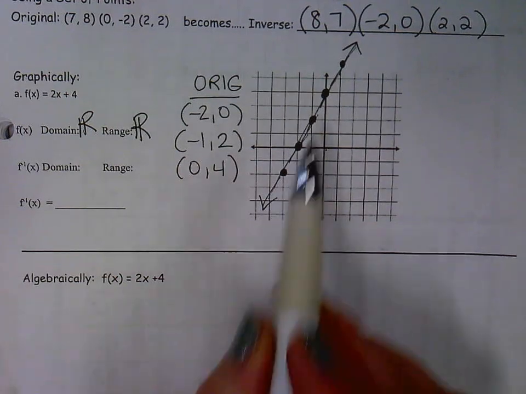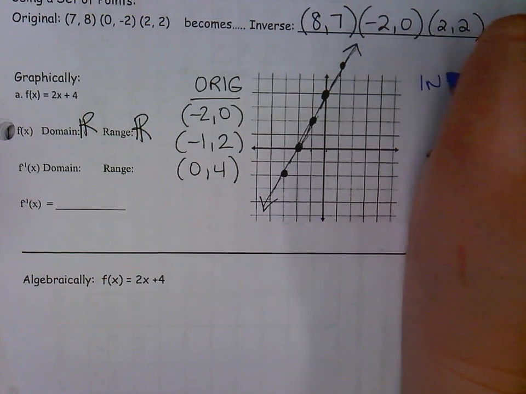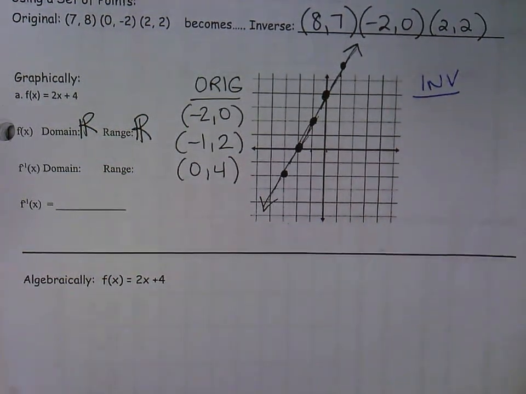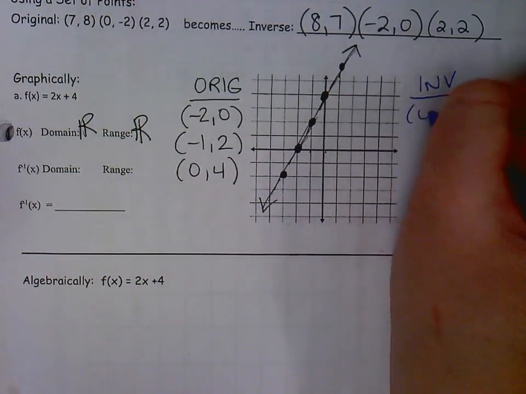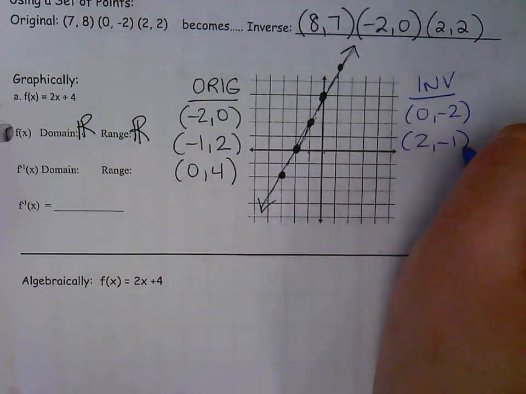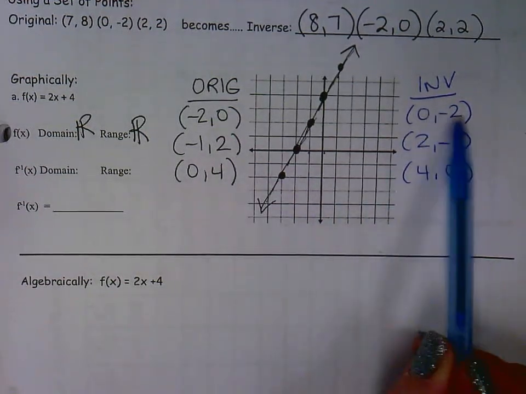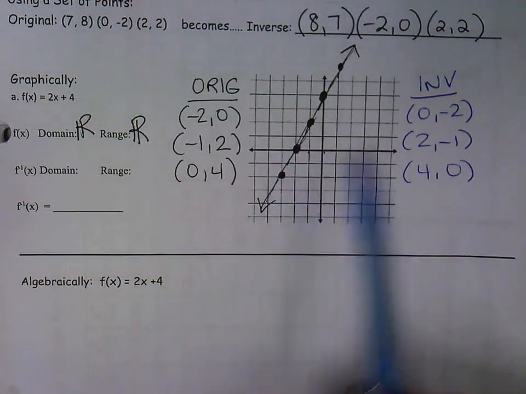So far, I've just built this black line, the original function. Maybe I'll do a different color. Let's do it in blue. How do I find an inverse? What was my strategy in step 1 up top? Just flip points. 0, -2, 2, -1. The negative stays negative, positive stays positive. You're reversing x and y. You're going to plot those points.